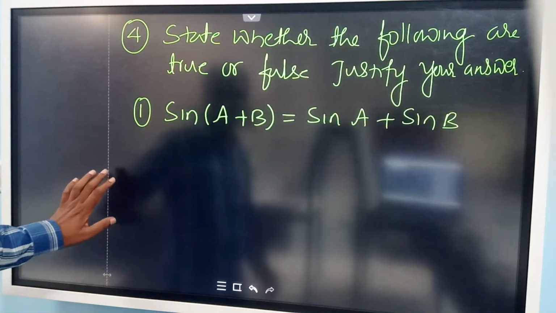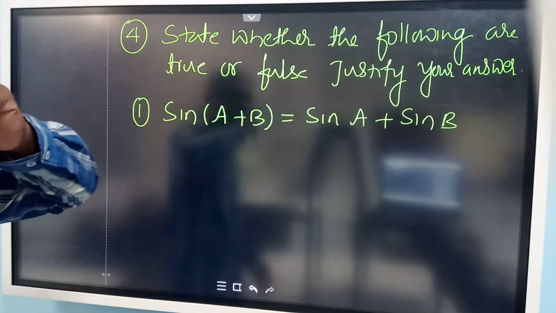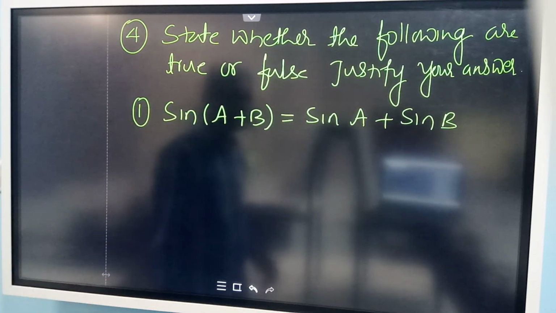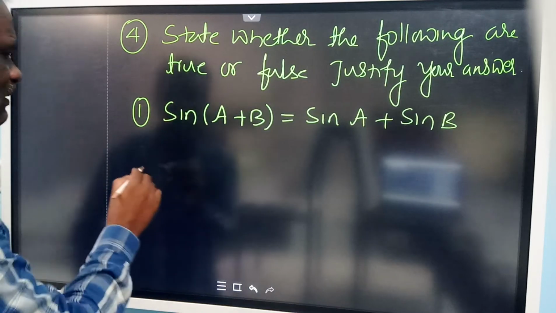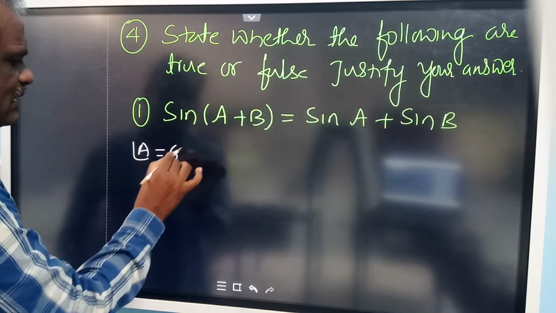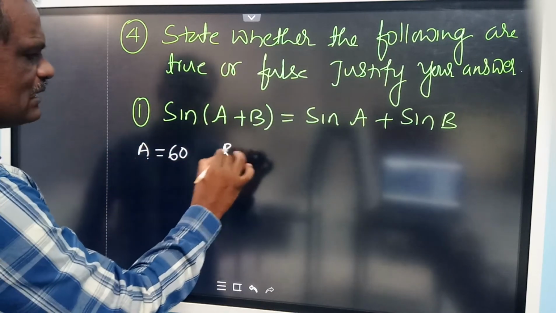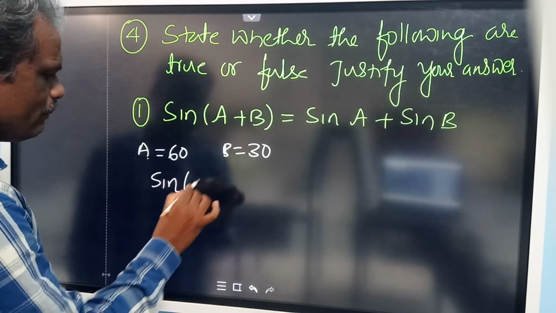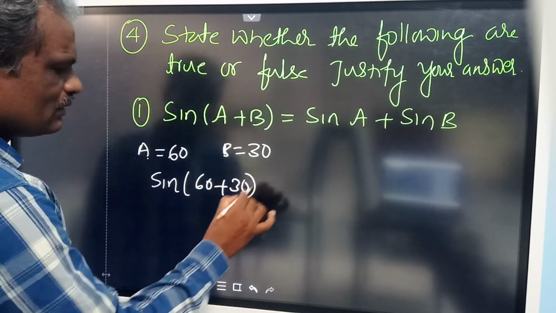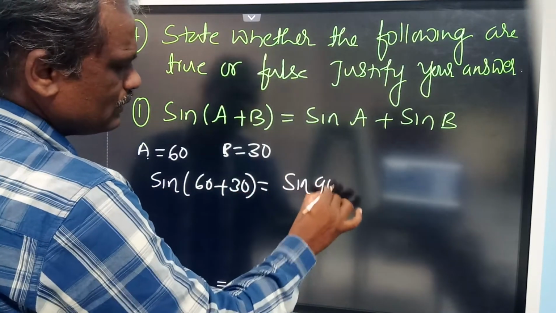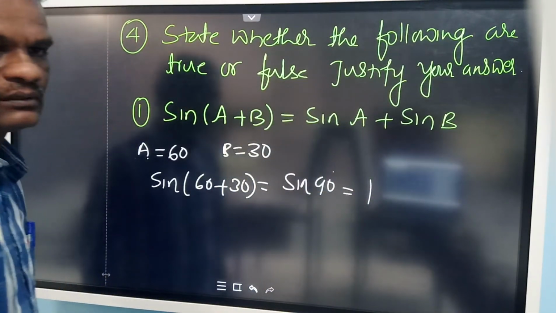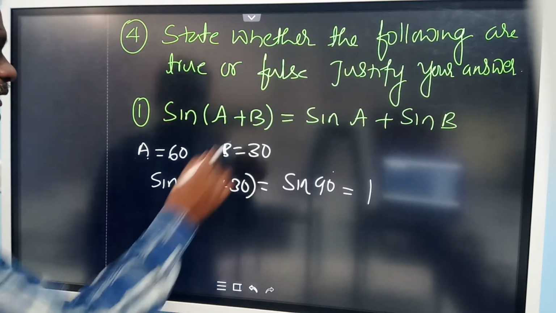State whether the following are true or false. Justify your answer. Sin A plus B is equal to sin A plus sin B. Let us take one example and say whether it is true or not. So I will take A is equal to 60 degree and B is equal to 30 degree. Substitute in this one. Sin A plus B, 60 plus 30, it is sin 90 degree. So sin 90 degree is equal to 1.